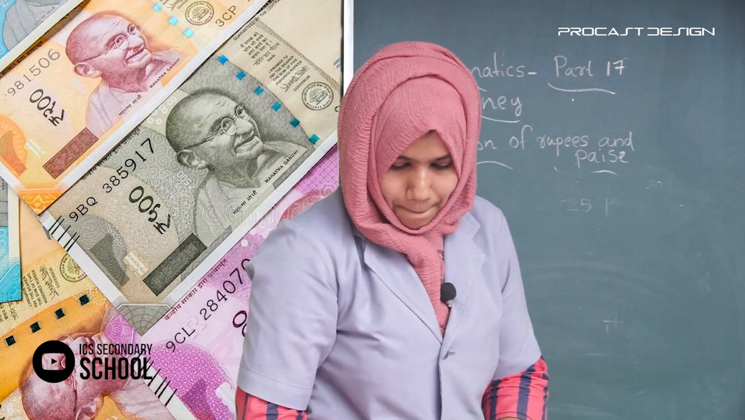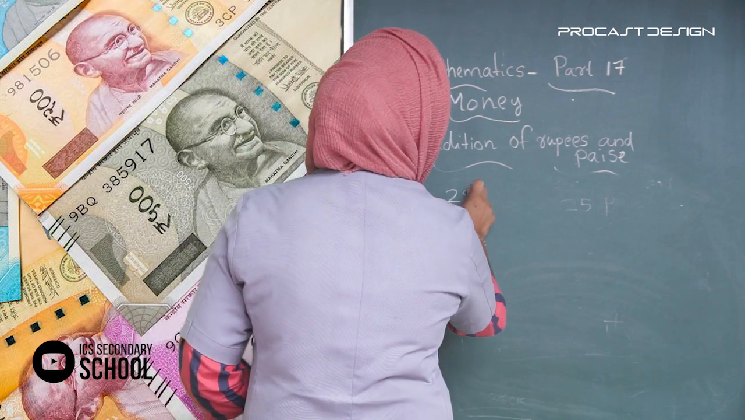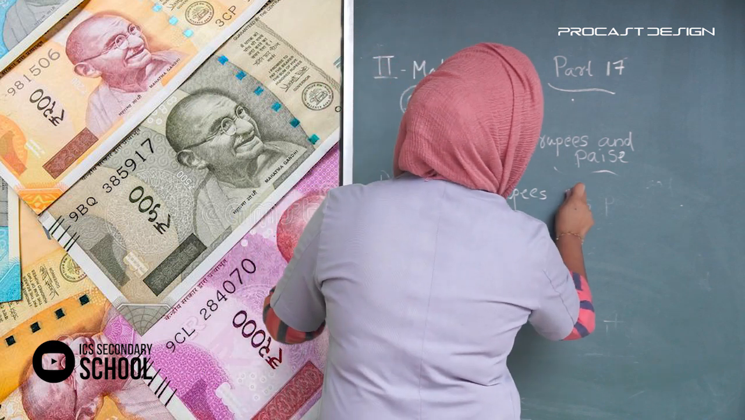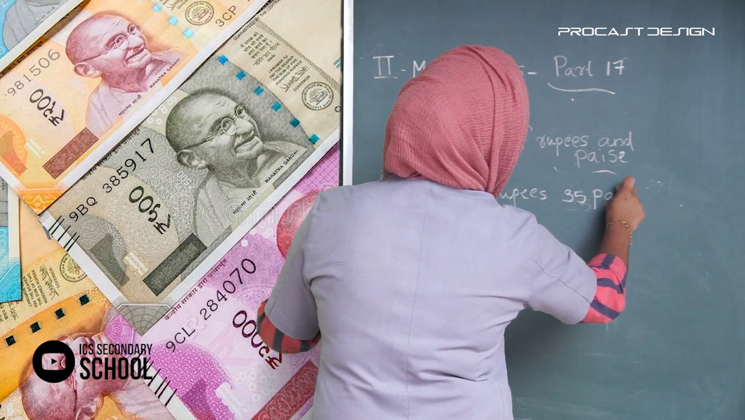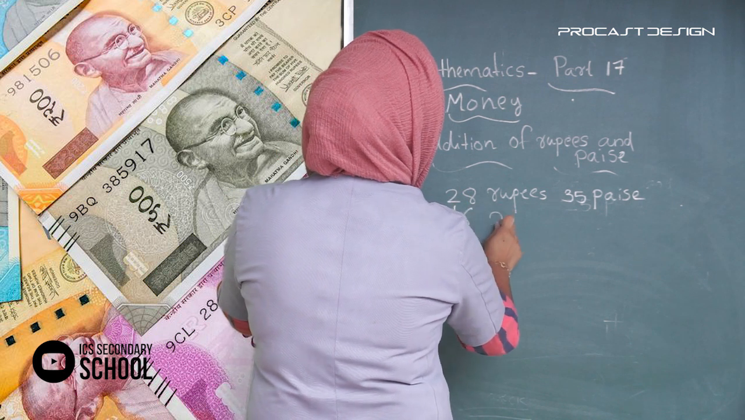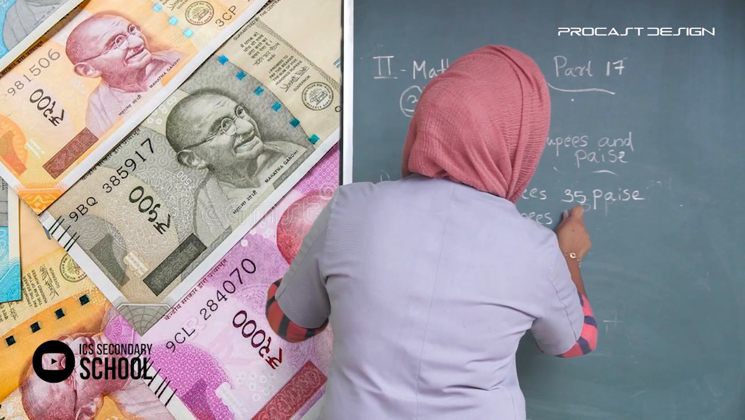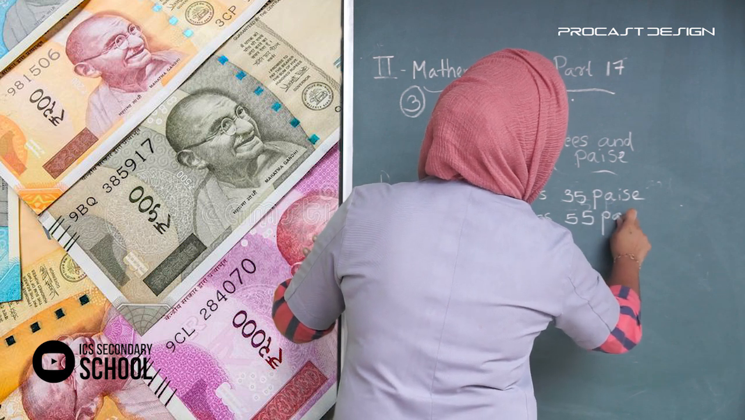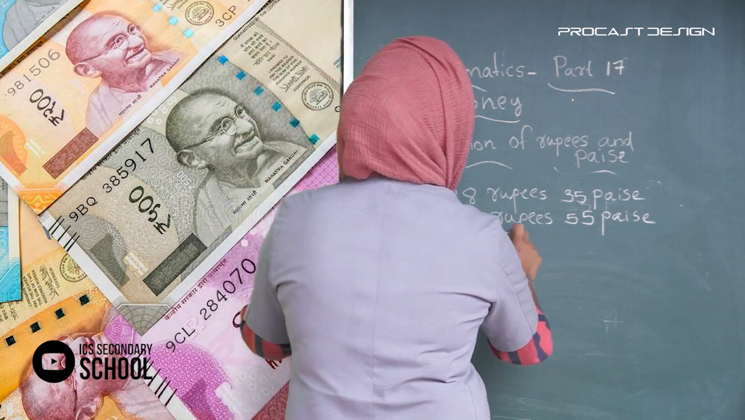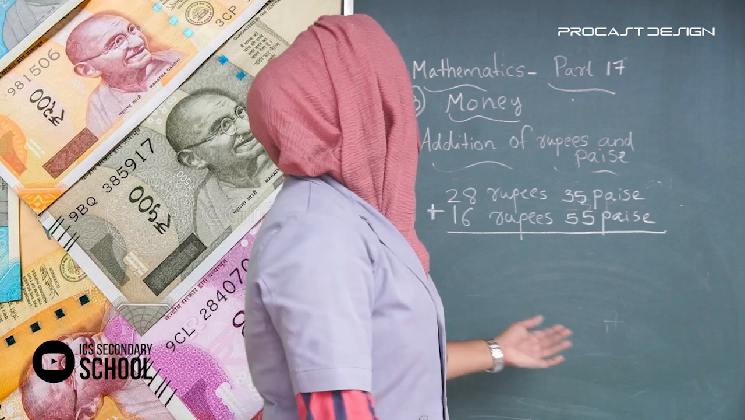One more example. 28 rupees 35 paise and 16 rupees 55 paise.